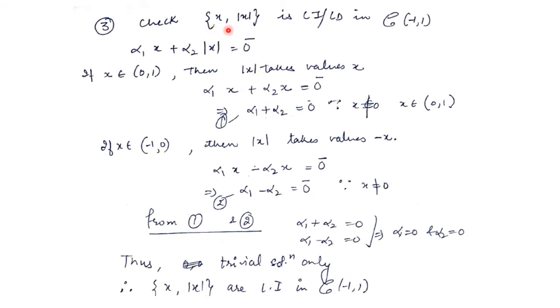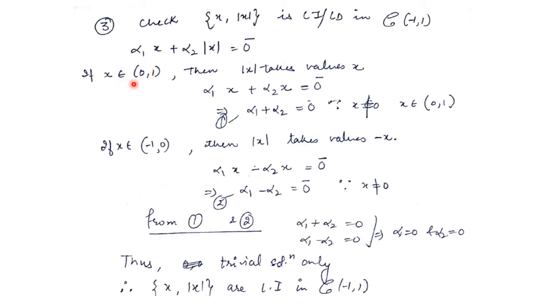Again, we are given the set x and mod of x. Check whether this set is LI or LD in this space. Now here the interval is minus 1 to 1. So what will be our equation? The equation is, take the linear combination of these two, so you get this. Again we are having two unknowns but only one equation. So we can define two equations in such a way.